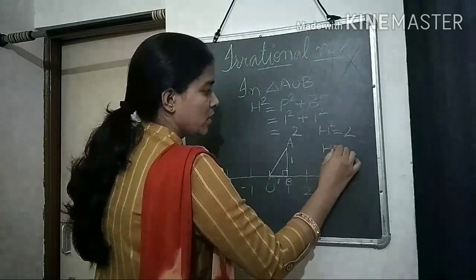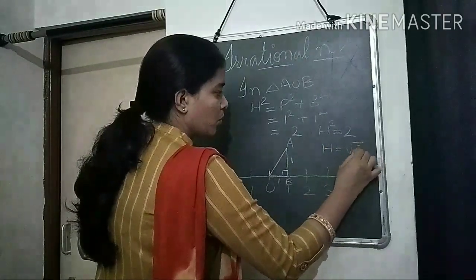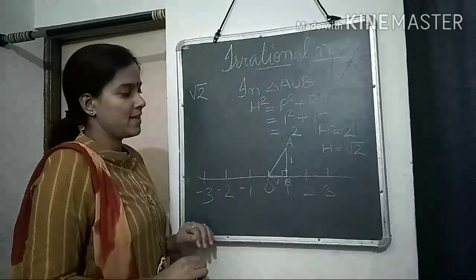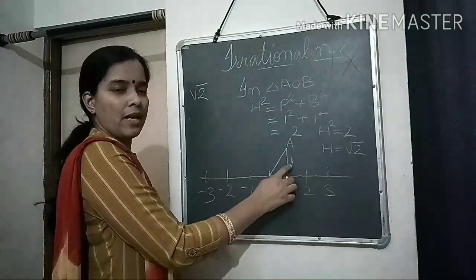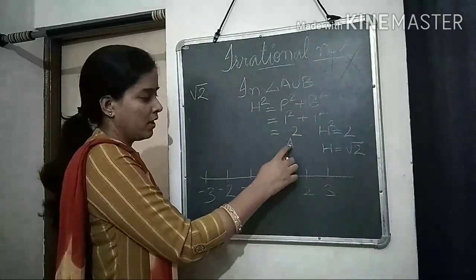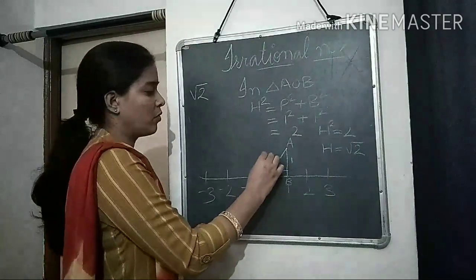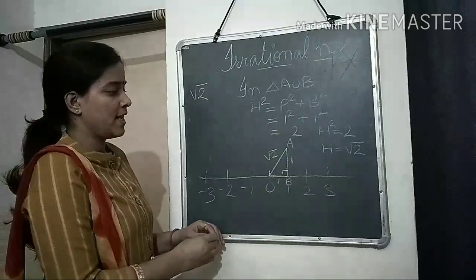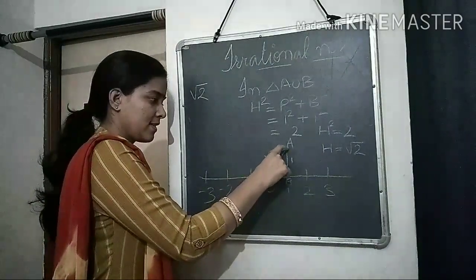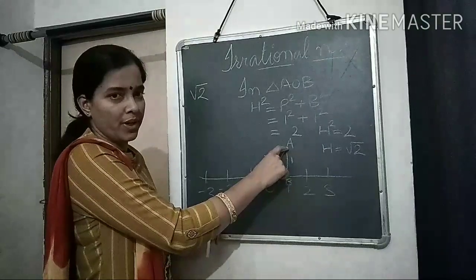So h is equal to root 2. That says if in a right angle triangle you are having perpendicular and base as 1, then the hypotenuse will come out to be root 2. This says that this distance is of root 2 units.